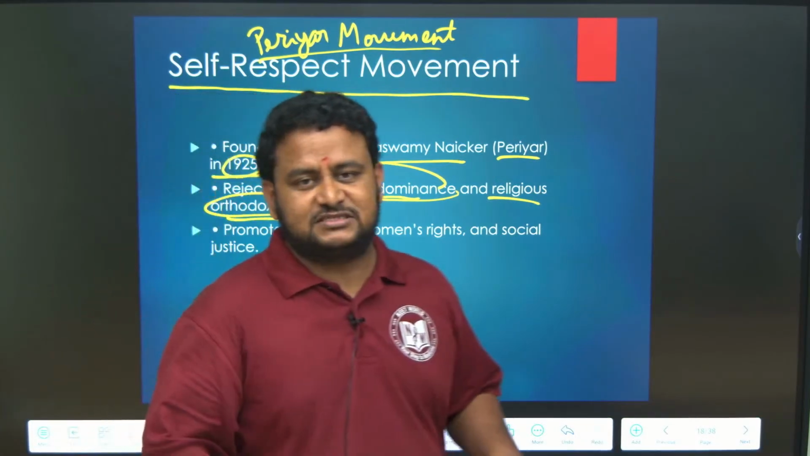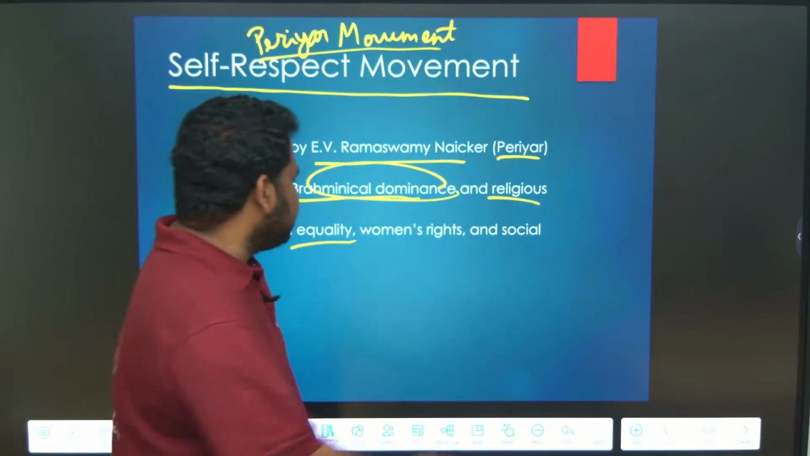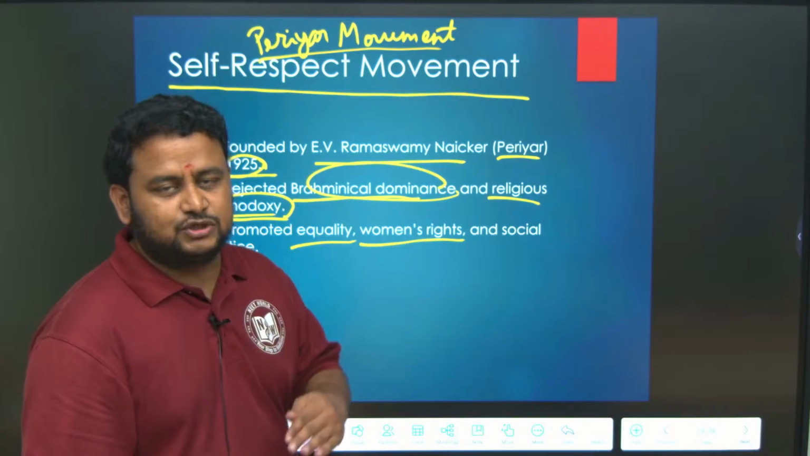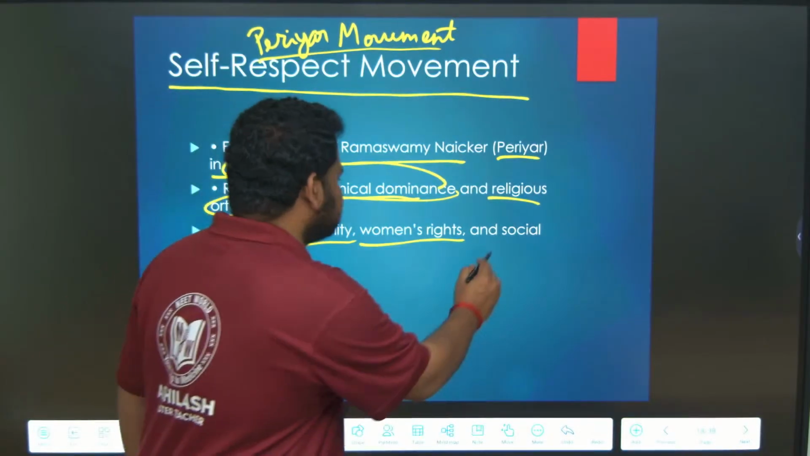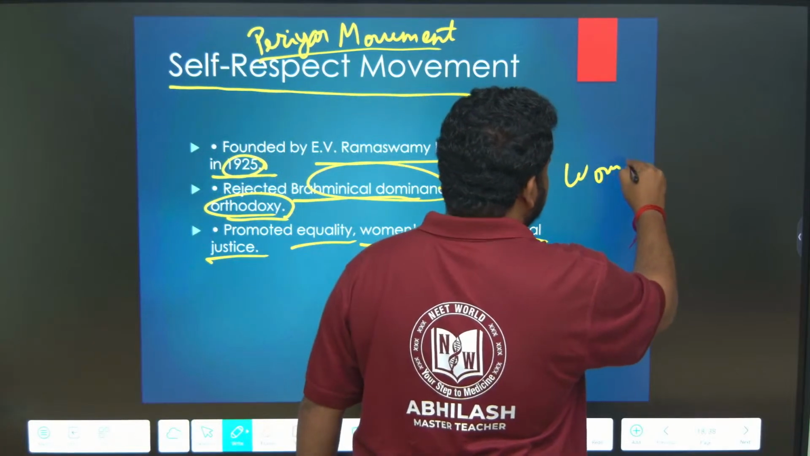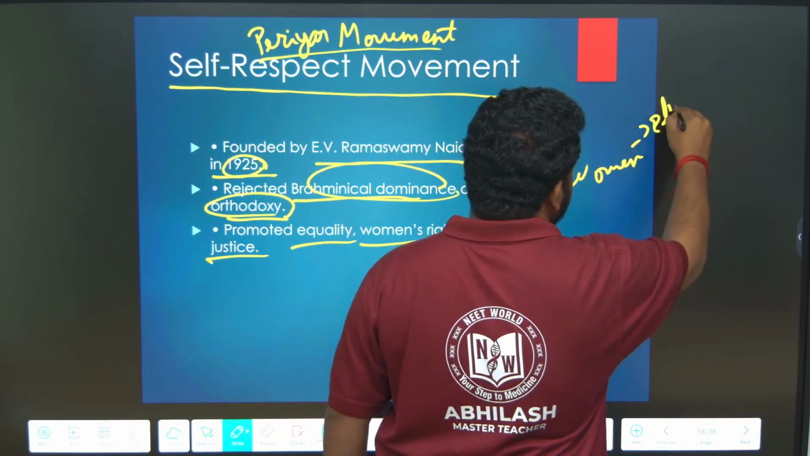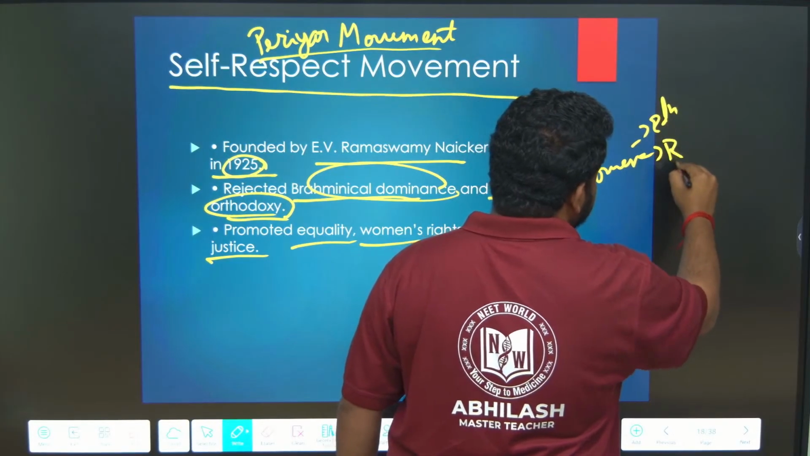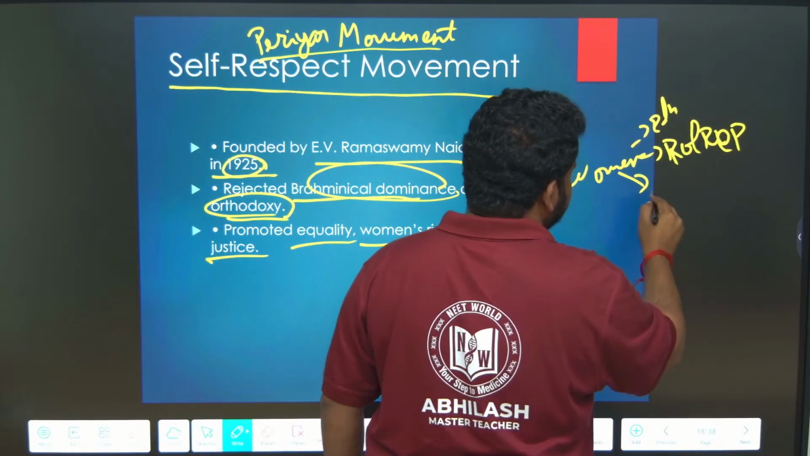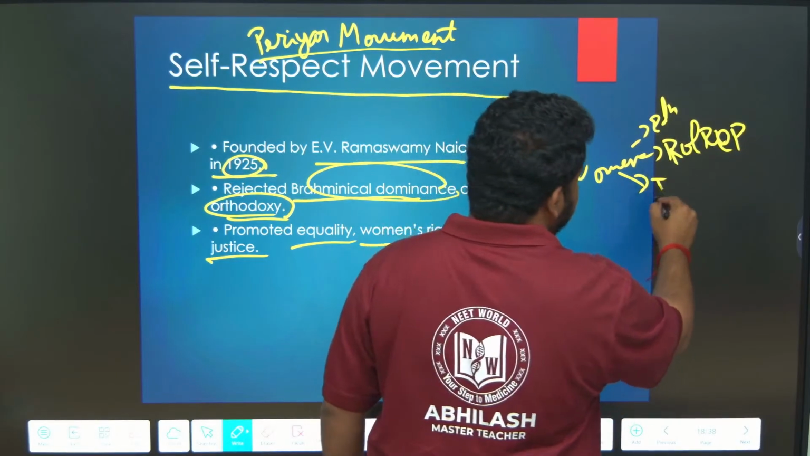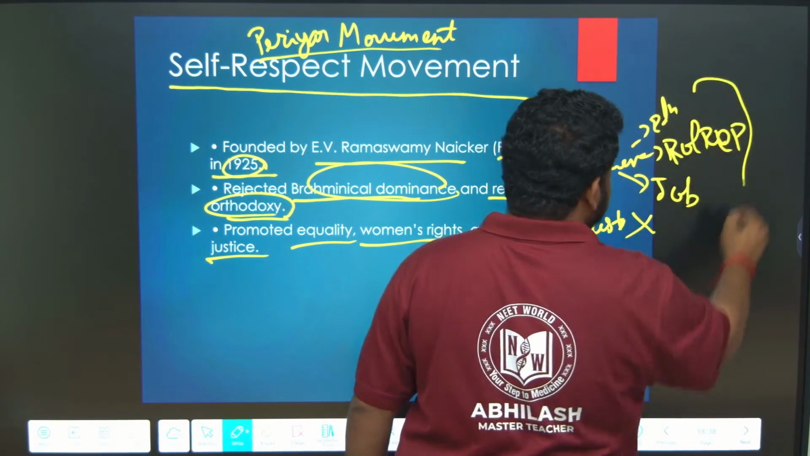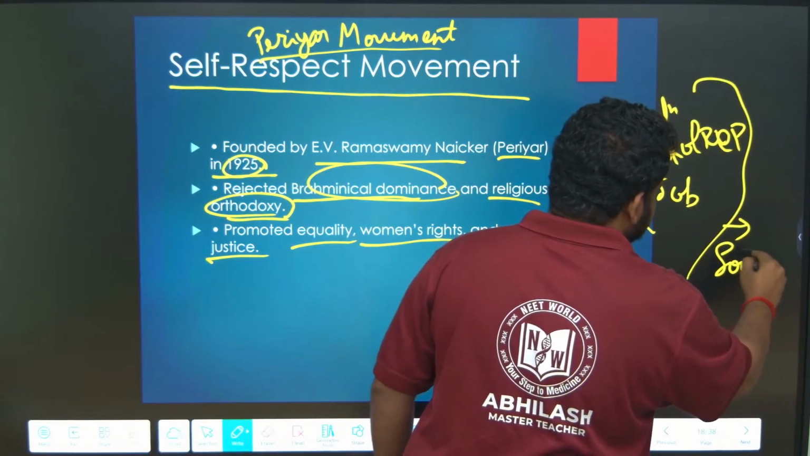Equality of castes, equality among religions, and when it comes to women's rights, it advocated equal rights for both men and women. Women should be at par with men, and also social justice. So when you do all this, that is, for women you give education, you give political representation, you give access to job opportunities, and caste discrimination you end it, this will lead to social justice.